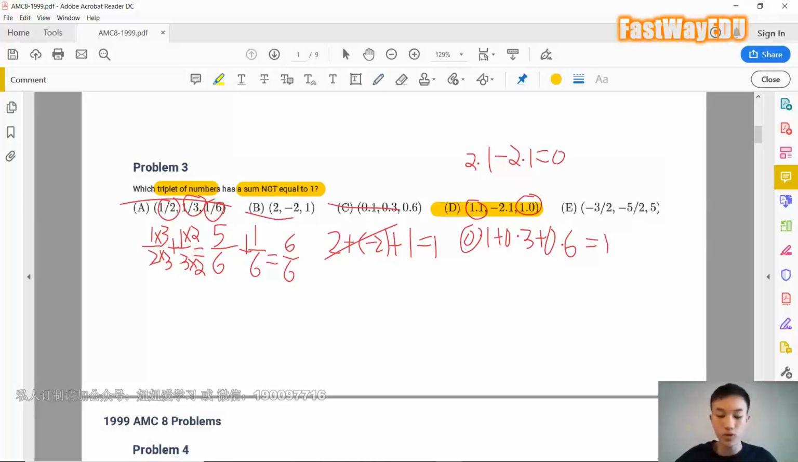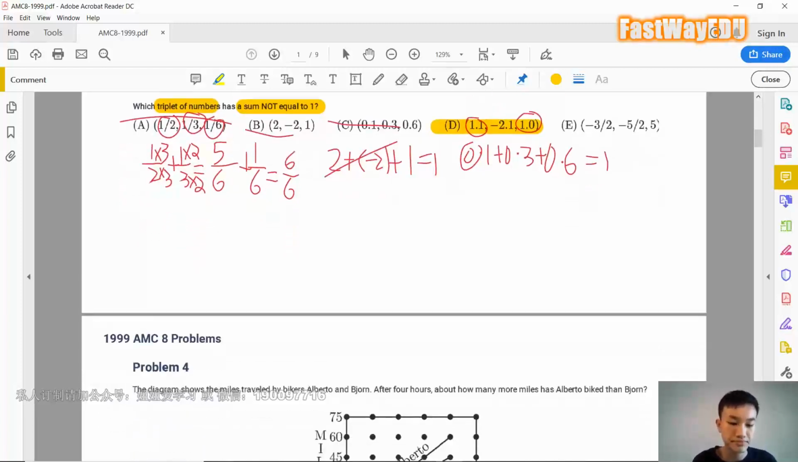Again, obviously we could try answer choice C, but there's no point. Once we found our answer, let's move on.